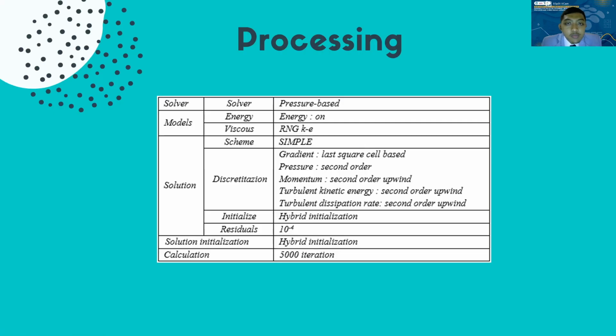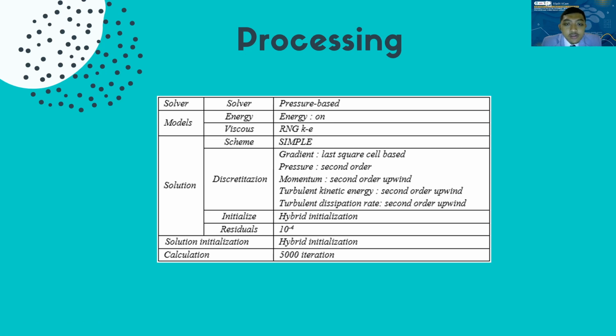And then this is a table of setup or processing. The solver that I choose is pressure based, and then activate the energy. And the viscous model I choose is RNG k-epsilon, because from the reference of solar air heater experiments, many use RNG k-epsilon.